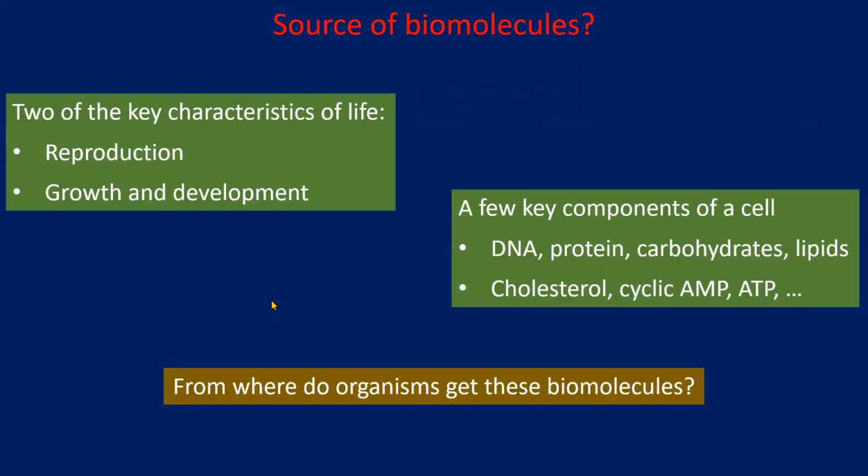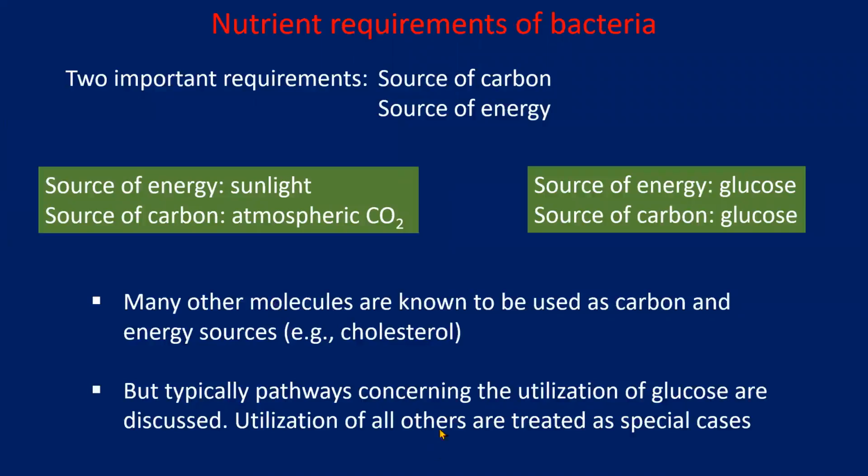And when we look into the nutrients, let's take a very simple organism, which is bacteria. When you think about the nutrient requirement of the bacteria, there are two most important requirements. One is a source of carbon, the other is a source of energy. Now, the source of energy could be sunlight, and the source of carbon could be atmospheric carbon dioxide.